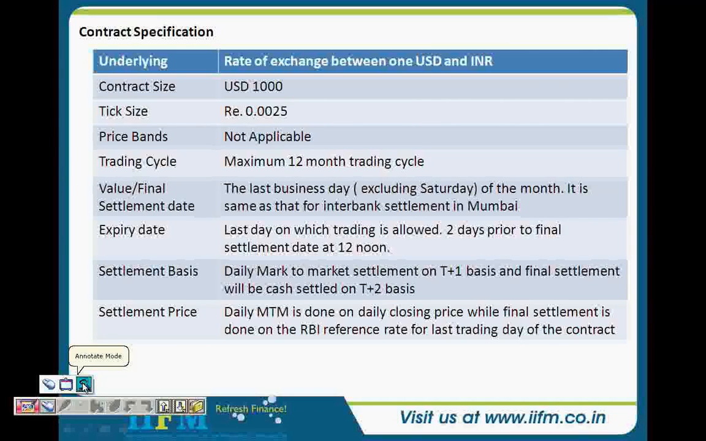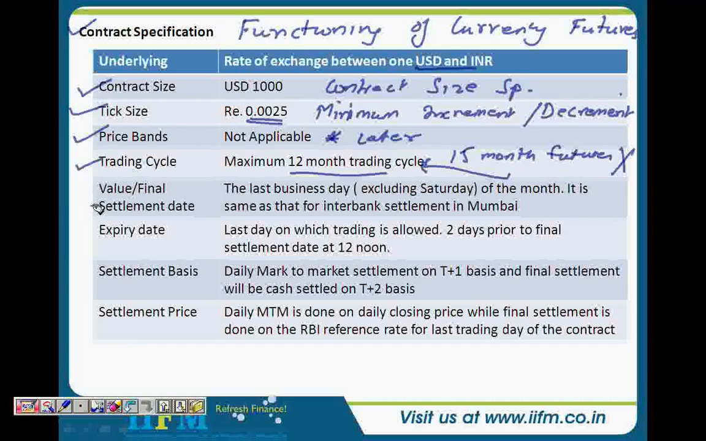Next, a very important thing is your value date and final settlement date. It is the last business day, excluding Saturday, of the month, the same as for interbank settlement in Mumbai. We have to distinguish between expiry and settlement date. Your final settlement date would be the last business day of the month, and your expiry date would be the last day on which trading is allowed, which is 2 days prior to the final settlement date.